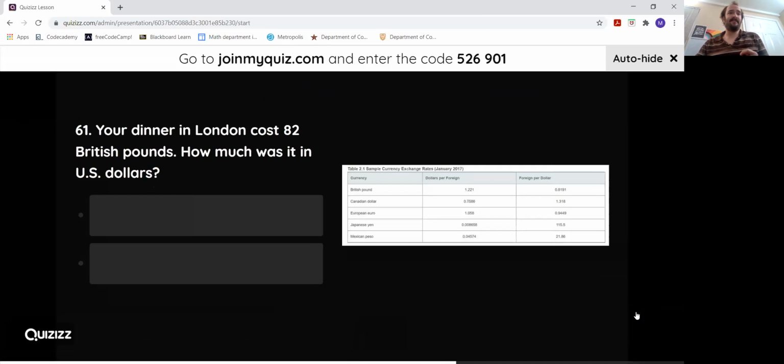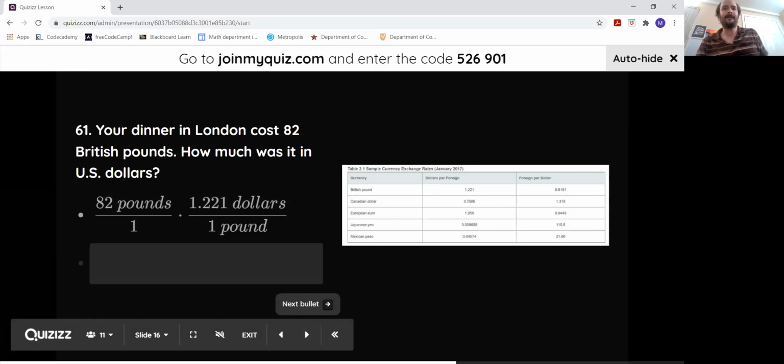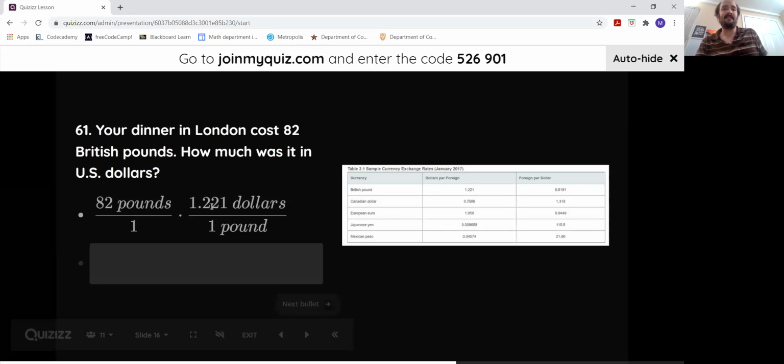So your dinner cost 82 British pounds. How much was it in US dollars? So I hope you're either using this 1.221 number or the 0.8191. So it should be from this row that says British pounds. We are dealing with British pounds in this problem. So you can use one or the other. This one is dollars per foreign. Dollars per foreign means there's $1.221 per pound.